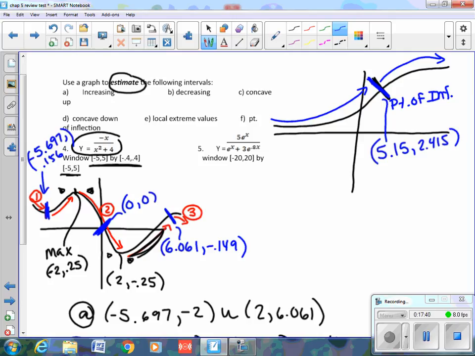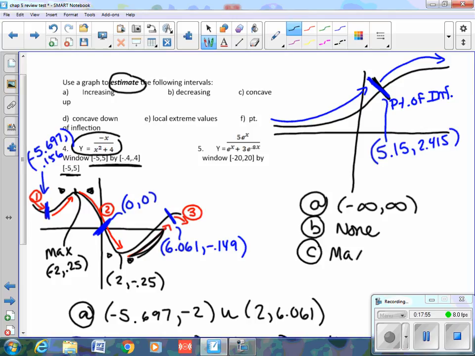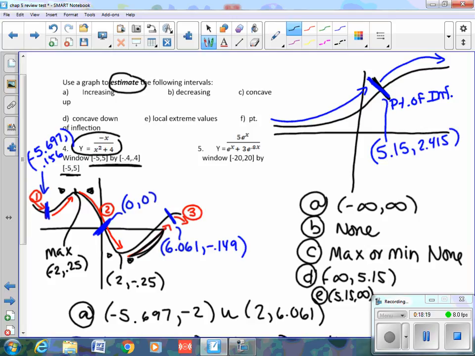Do you notice that my graph is constantly increasing? So for my A, it's always increasing. For my B, it's never decreasing. For my C, I can't have a max or a min. None. You can't have a max or a min if it never goes from increasing to decreasing. I do have concavity though. I have concave up from a negative infinity to 5.15, and I have concave down from 5.15 to infinity. And I already told you what my point of inflection is, so I'm done with that problem.